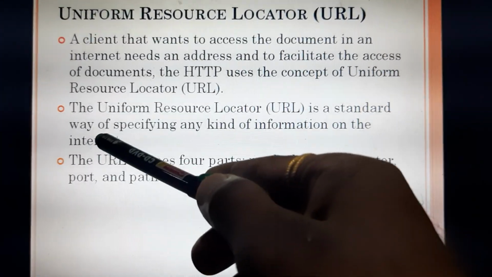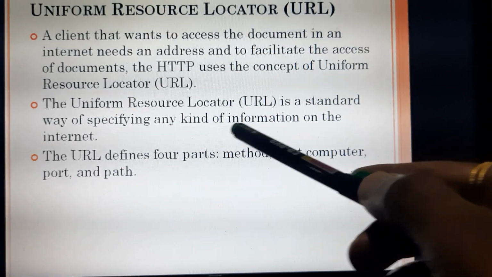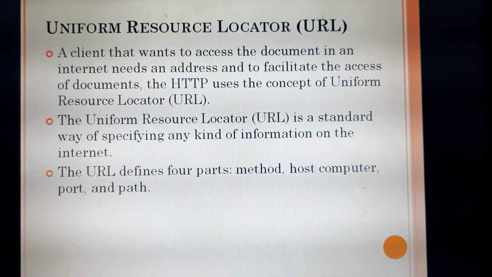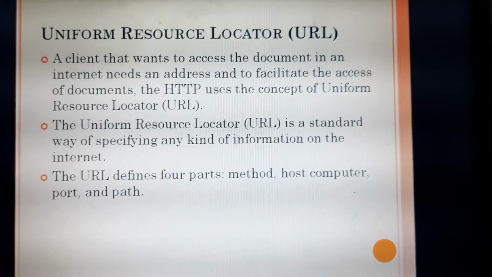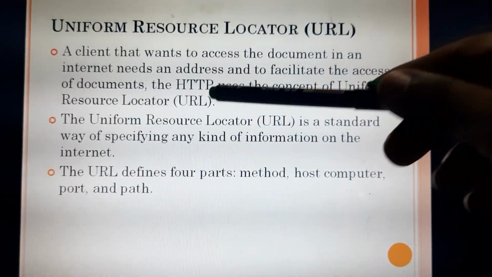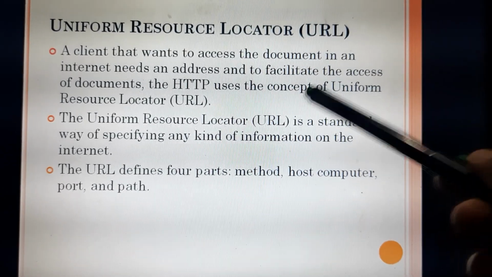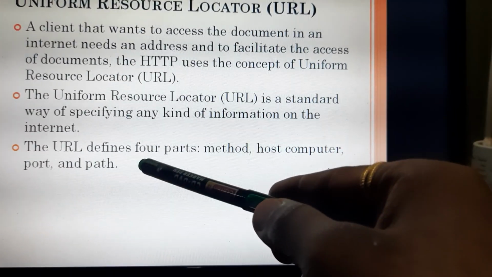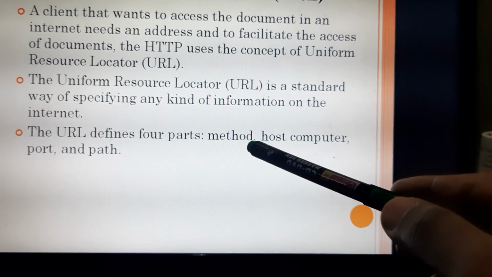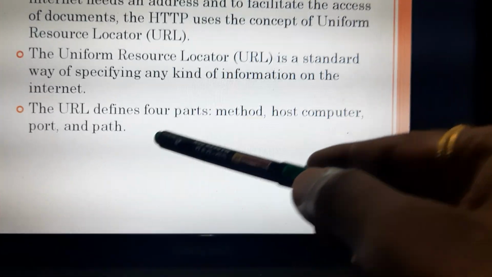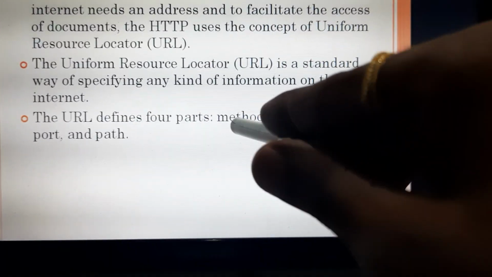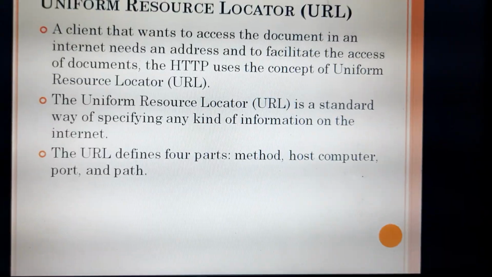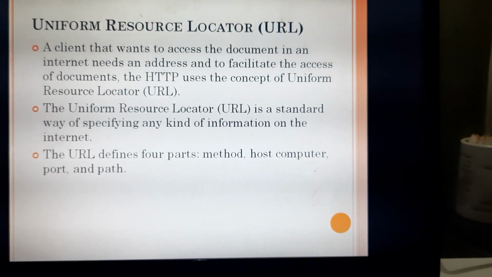URL is a standard way of specifying any kind of information on the internet, because the two resources will not be having the same location. The two resources will have different locations. For accessing those locations, we need to have the URL. The URL defines four parts: method, host, port, and path. Let us see these four parts.